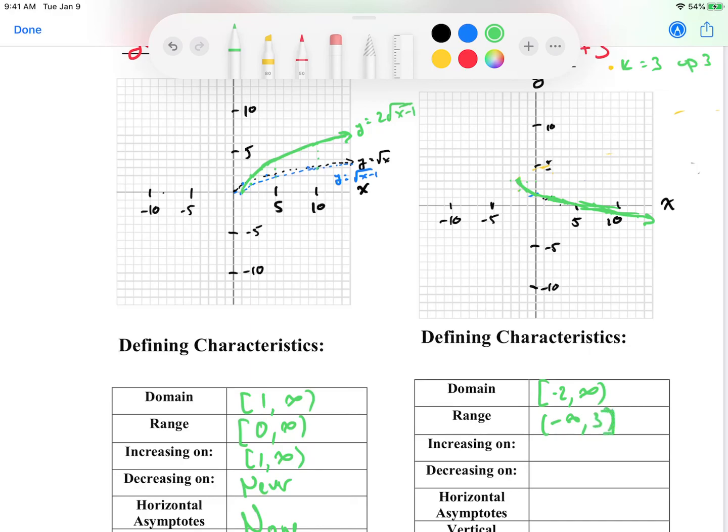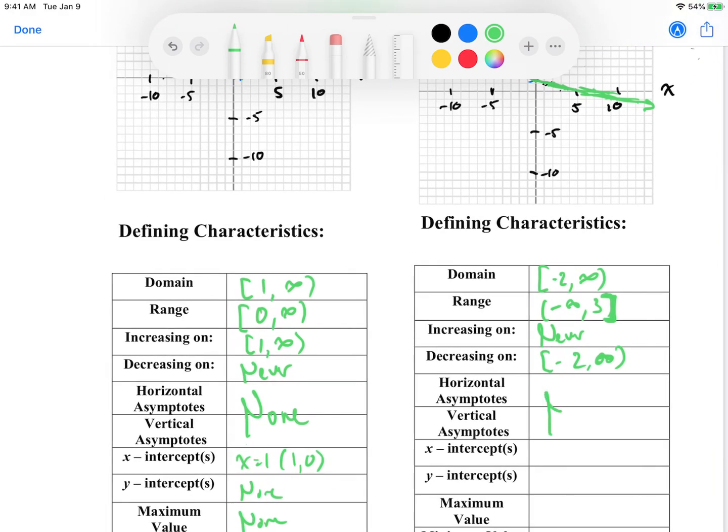Is this function increasing anymore? No. When we do that reflection, it's now switched. And instead of always increasing, it's actually always decreasing. So it's never increasing, but decreasing constantly along the domain. No horizontal and vertical asymptotes. The x-intercept. Okay? And again, we'll teach a different way to do it the next time.